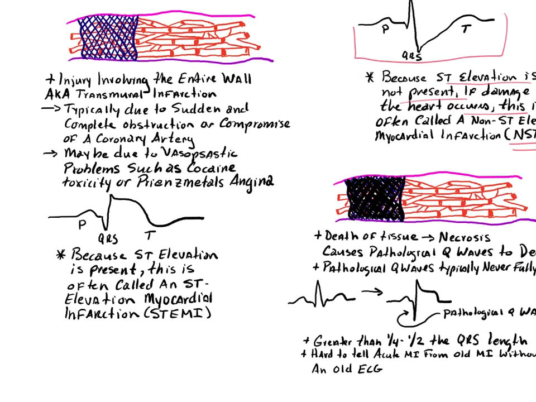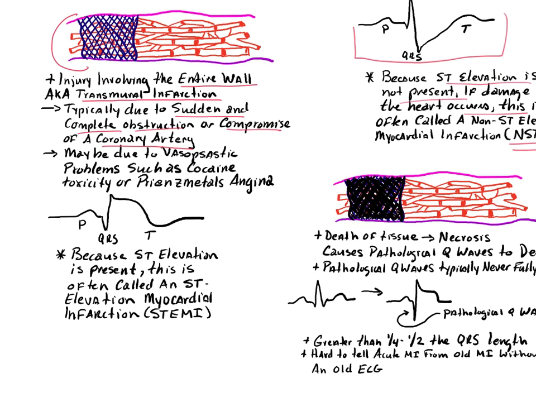However, if you have injury that involves the entire wall of the heart, this is known as a transmural infarction. Trans means to transit or to cover. So the entire thickness of the heart wall in the damaged area is involved. What typically causes a transmural infarction? Well, it's almost always caused by sudden and complete obstruction or compromise of a coronary artery. That almost always tends to be the case.